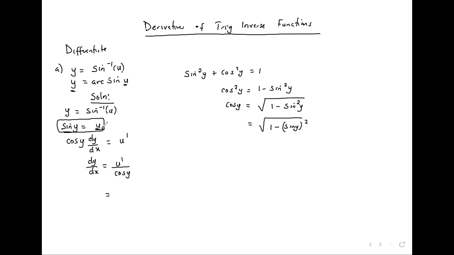So if sine y is u, then we'll have u prime over the square root of 1 minus sine y squared. And this becomes dy dx. And we call this the derivative of sine inverse.